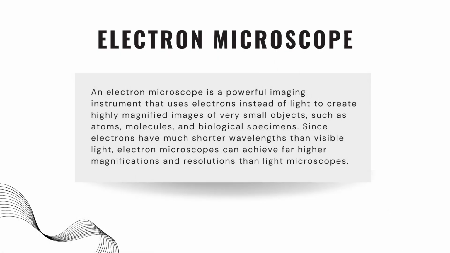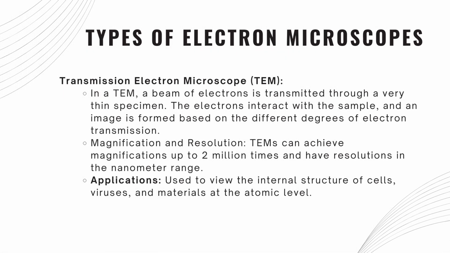Electron microscope. An electron microscope is a powerful imaging instrument that uses electrons instead of light to create highly magnified images of very small objects, such as atoms, molecules, and biological specimens. Since electrons have much shorter wavelengths than visible light, electron microscopes can achieve far higher magnifications and resolutions than light microscopes. There are two types of electron microscopes.